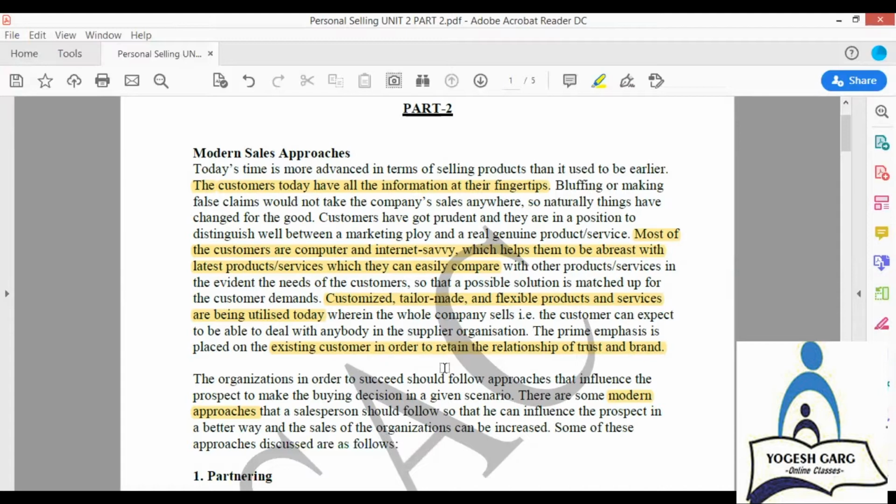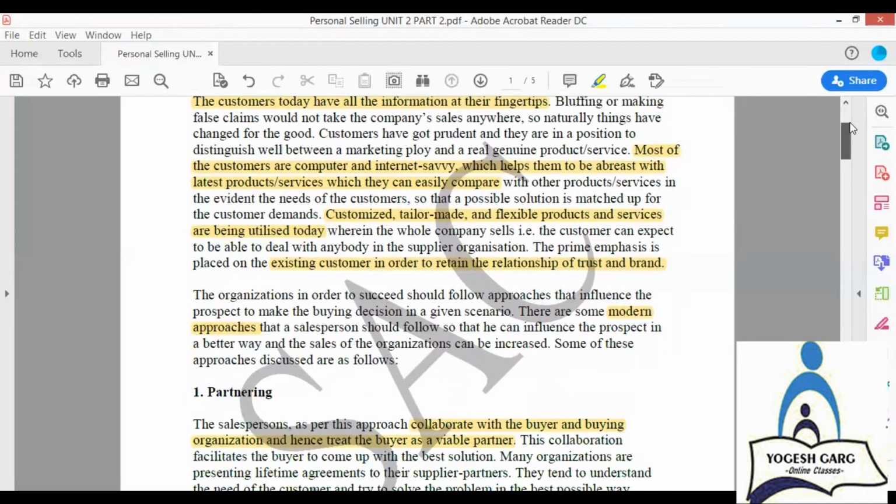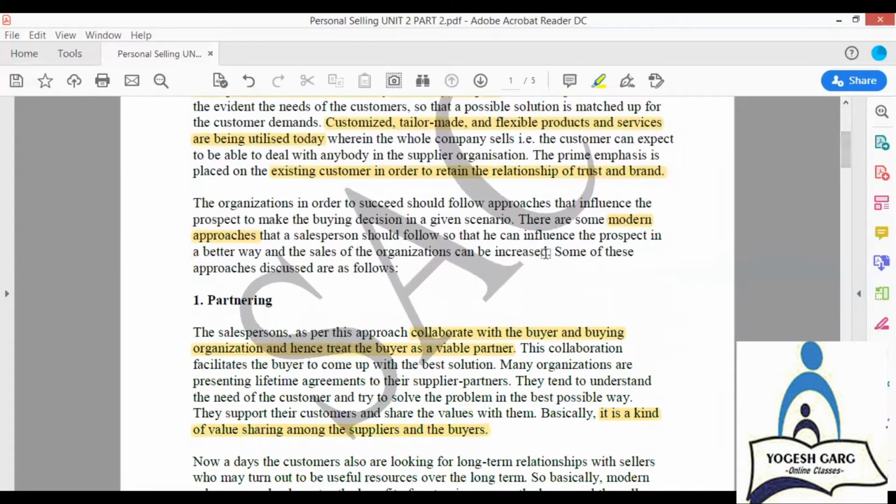Like in traditional, basically you are seeing that there is a standardized approach, and here it is a customized or tailor-made approach. Then again, we have four techniques, some of the modern techniques which are given to us. First is the partnering. This is very simple.